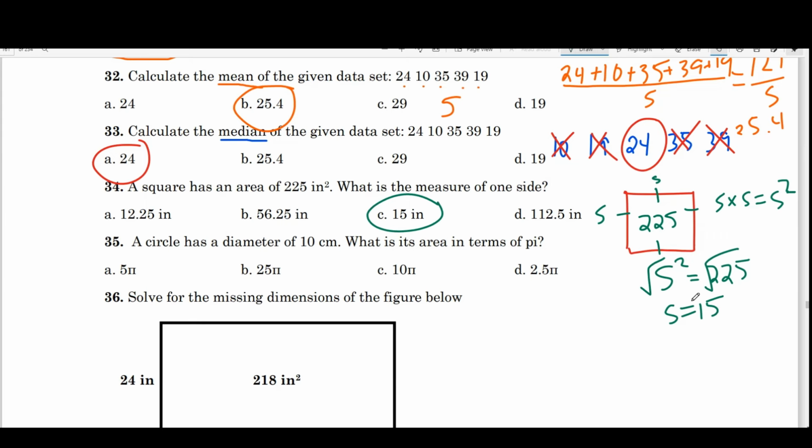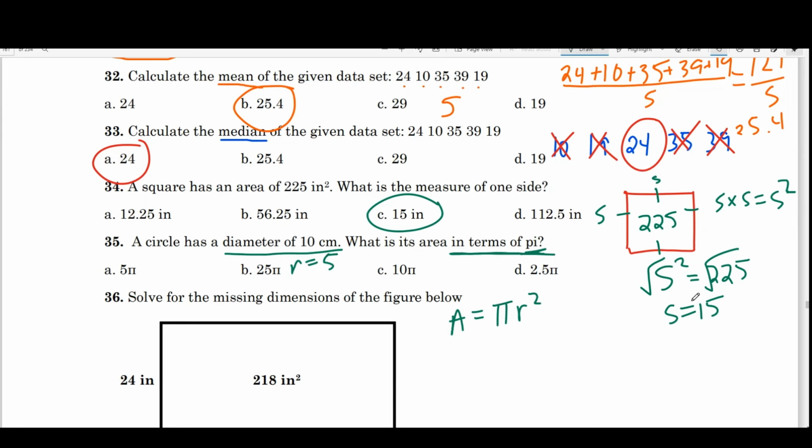Number 35 says, a circle has a diameter of 10 centimeters. What is its area in terms of pi? In terms of pi means that instead of substituting in 3.14 for pi, we just leave it as is. We know the area of a circle is pi r squared, where r is the radius. Here they give us the diameter, so you want to understand the relationship between the diameter and the radius. The radius is half of the diameter. So if the diameter is 10, the radius has to be 5.